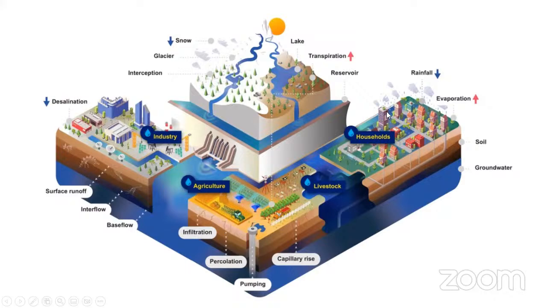All these activities, households, livestock, agriculture, and industry, depend on the lakes, reservoirs, or rivers for water availability. This is the availability, and these are the users, different types of users. Then from each user, groundwater may be affected, both quantity and quality.